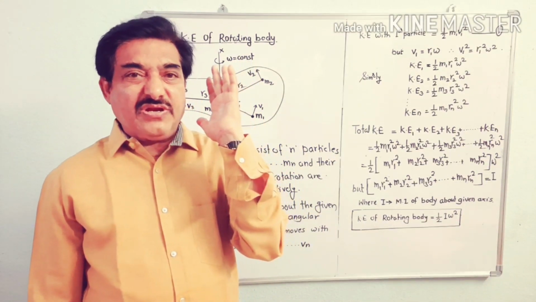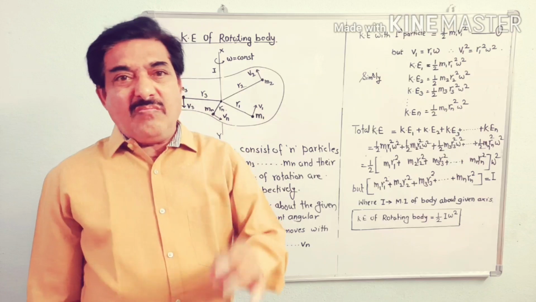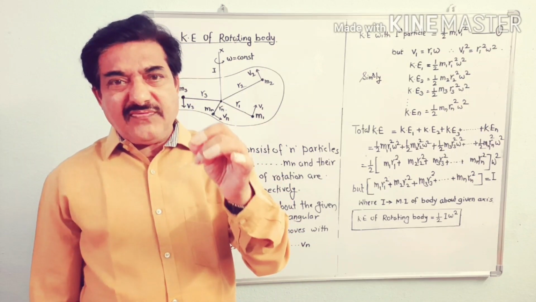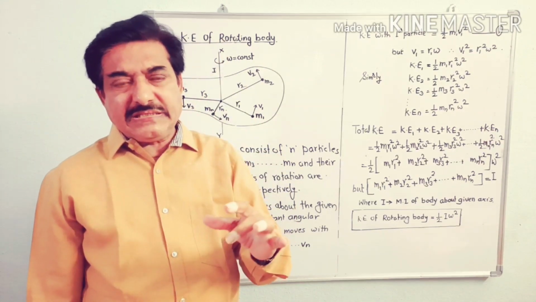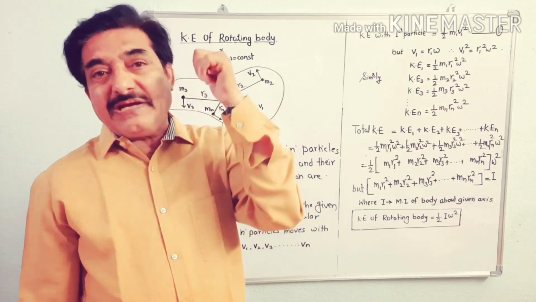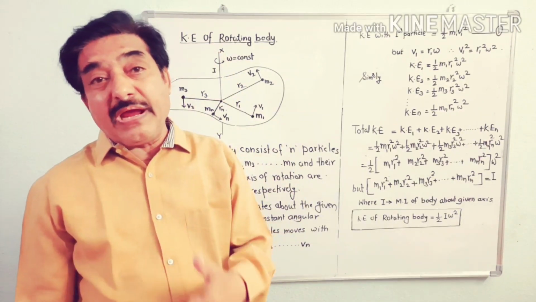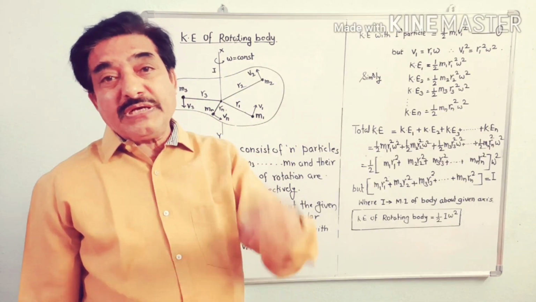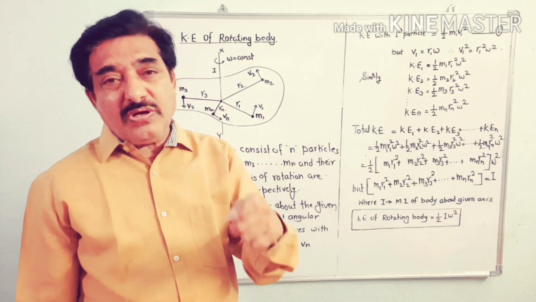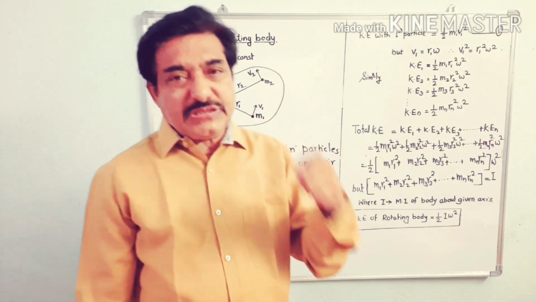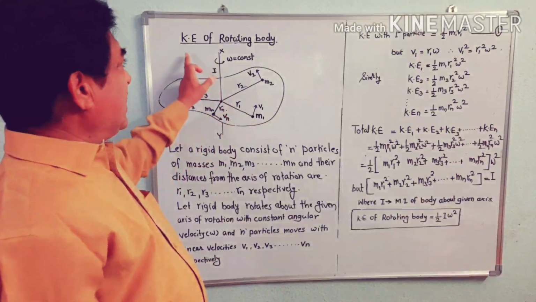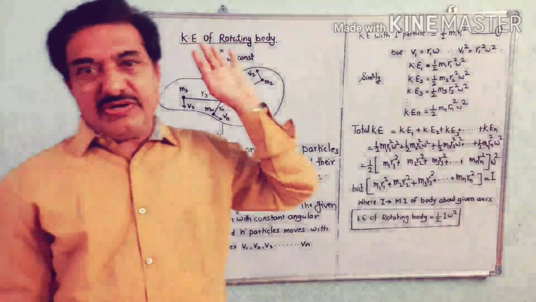See the definition of moment of inertia. Moment of inertia is defined as twice the kinetic energy possessed by the body when it rotates with unit angular velocity. So this is the expression for kinetic energy of a rotating body.